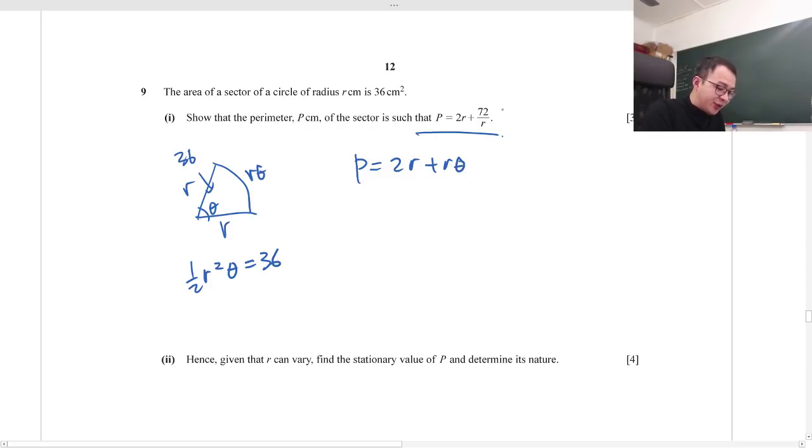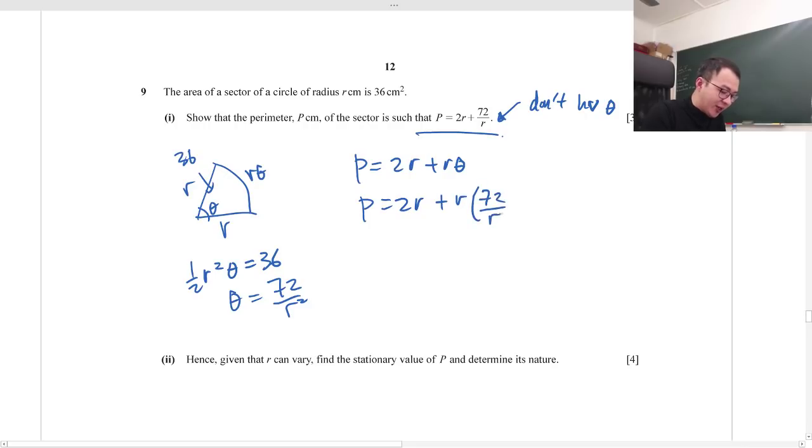So over here, you realize this equation given doesn't have theta. If you don't have theta, what do we do? Here I will need to make theta the subject. So it becomes 72 over r squared. Therefore, P equals 2r plus r times 72 over r squared. So P equals 2r plus 72 over r. And I got my answer.